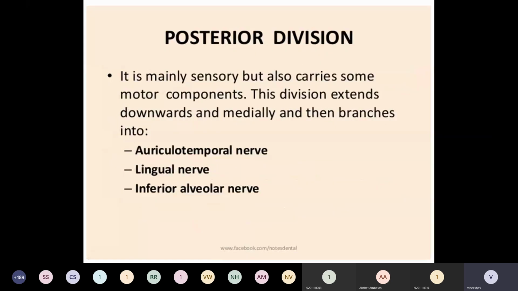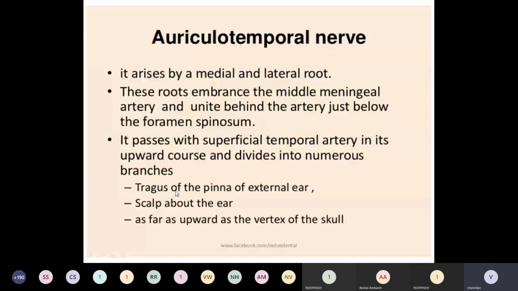Then the posterior division, which I told you is mainly sensory. The anterior division is mainly motor, except the buccal nerve. The posterior division is mainly sensory, and it also carries some motor components. This division extends downwards and medially, and immediately divides into three branches: the auriculotemporal nerve, the lingual nerve, and the inferior alveolar nerve. When you see the auriculotemporal nerve, I will show you in the other diagram.